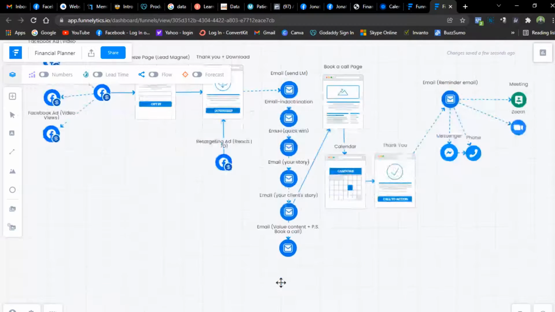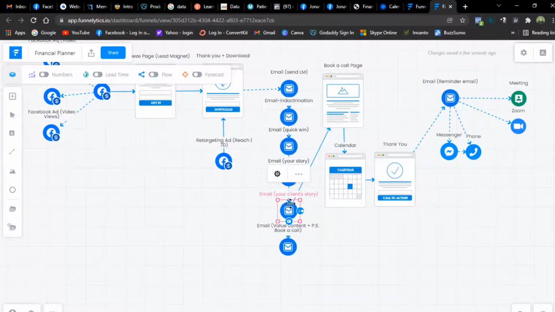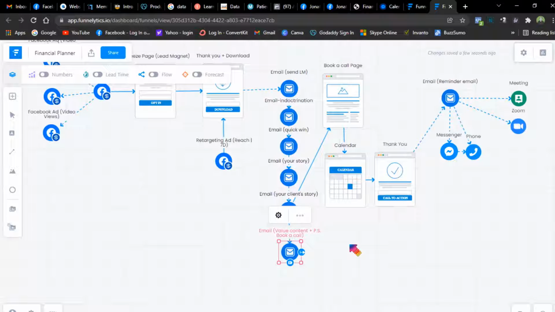So yeah, and then you can send them on, let's say on the fifth email, a client story, another client story, to reinforce that trust. Okay, and then maybe on the fifth day you can already send them to the book a call page. So let's say, if you like my client story and you also want this for your life, go ahead and book a call with me.